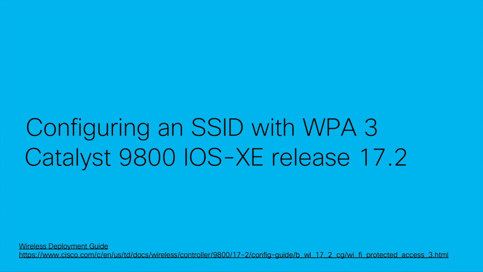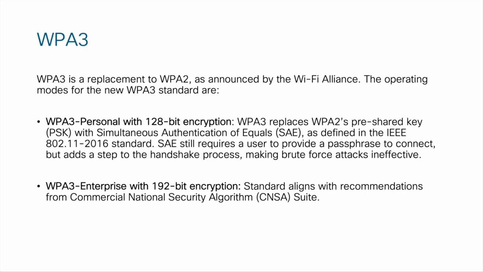I'm a technical marketing engineer with Cisco, and today I'm going to be talking about how to configure an SSID using WPA3 on a Catalyst 9800 using iOS XE release 17.2. A little bit of background on WPA3. It's a replacement to WPA2 as announced by the Wi-Fi Alliance.